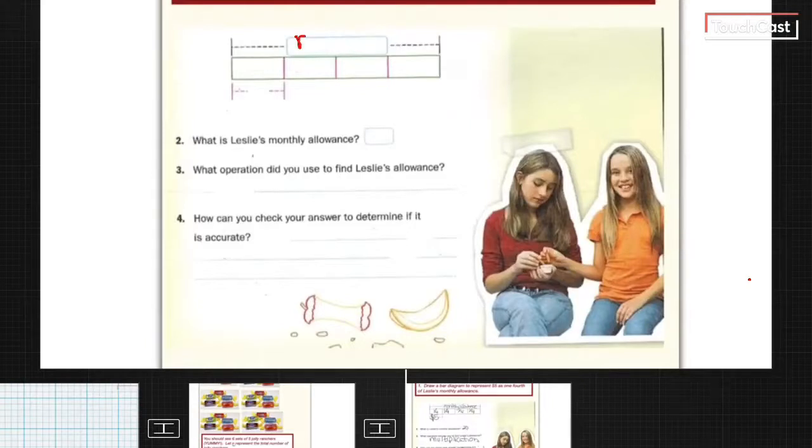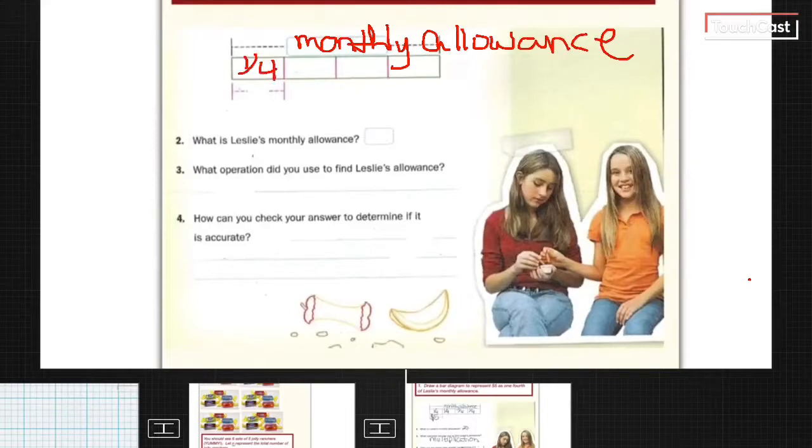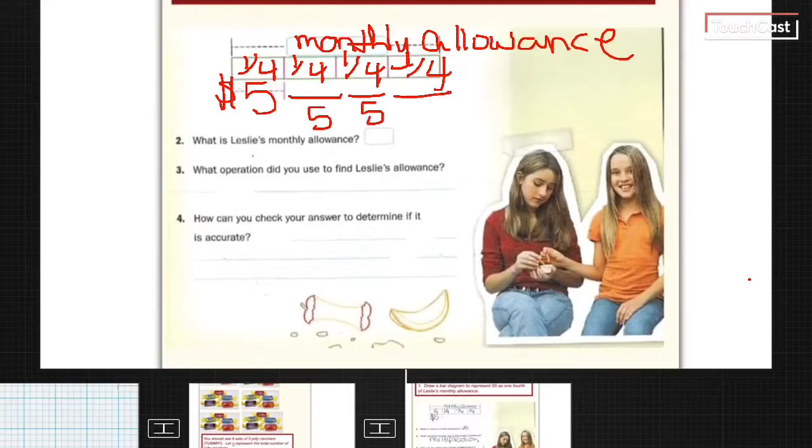So what we know is that all of this is the monthly allowance. So we'll put that at the top of the bar diagram. Each section of the bar diagram is 1/4 of her allowance, right? Okay, we know that they said $5 was 1/4 of her allowance. What is her total allowance? Well, if you know that 1/4 is 5, this must also be 5, 5, 5, which means that she has $20. Well, how could we figure that out?